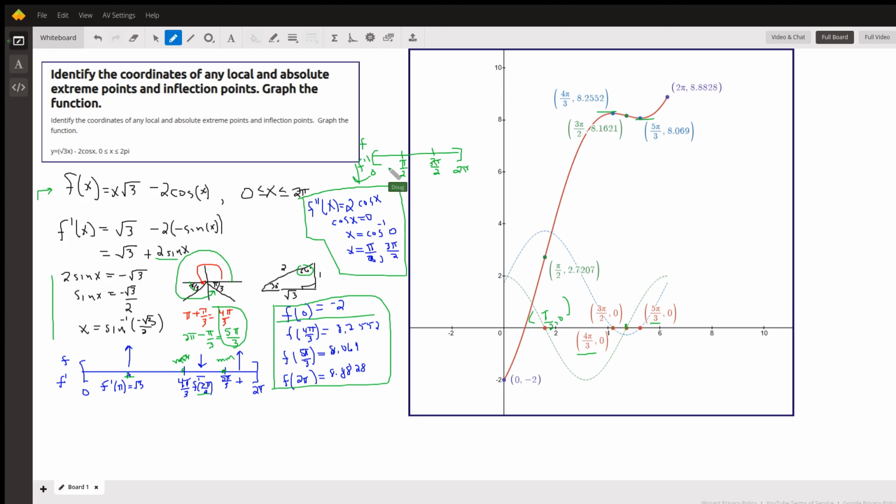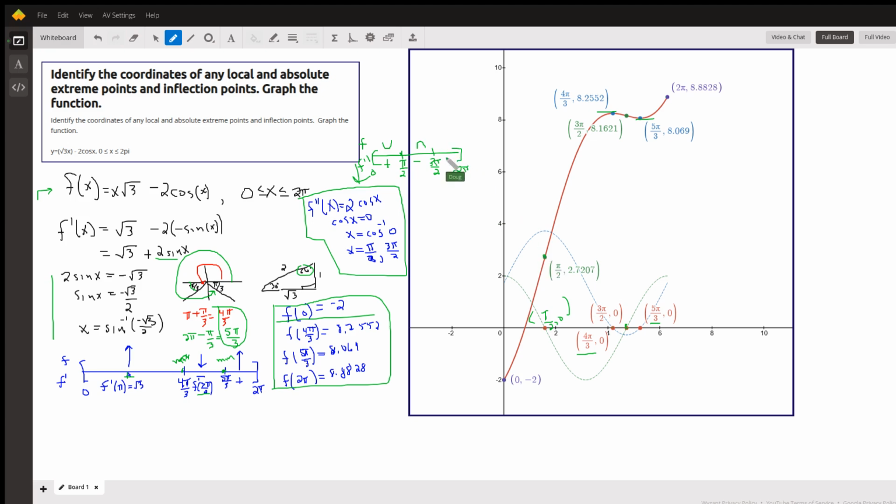So f double prime of pi over 3, for example, well, we see it looks like it's concave up here. So f double prime is positive, smiley face, concave up. At this point, pi over 2, the sign of the second derivative changes to negative, concave down. So that's a point of inflection at pi over 2. That's what this is right here.